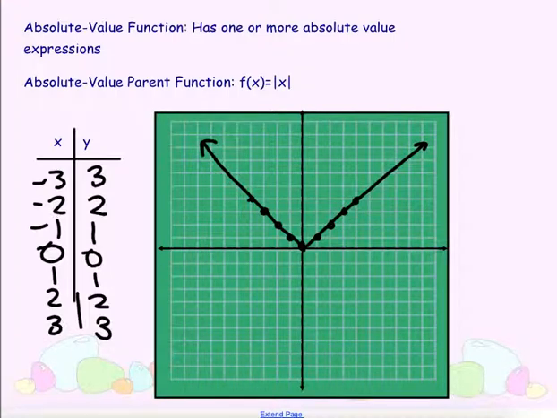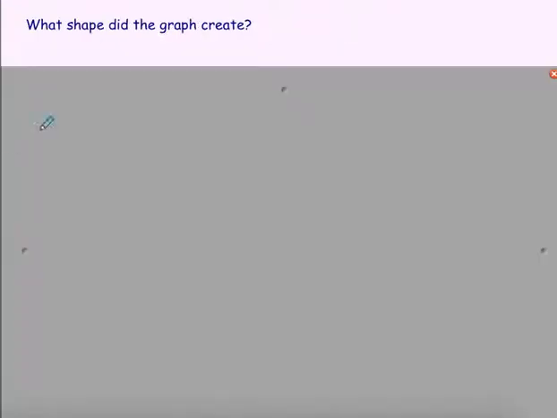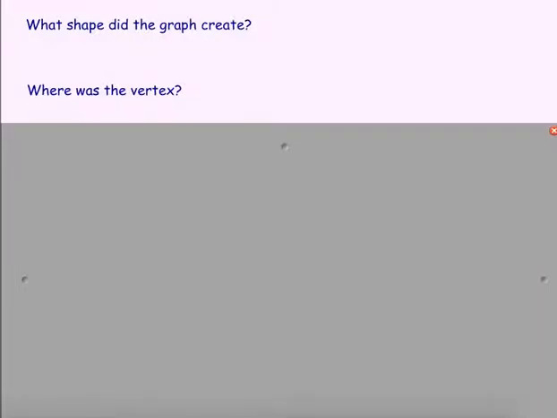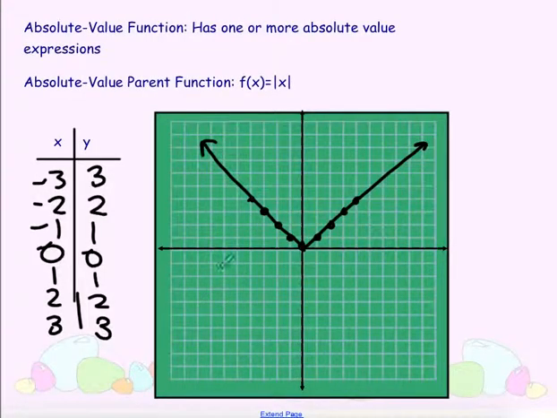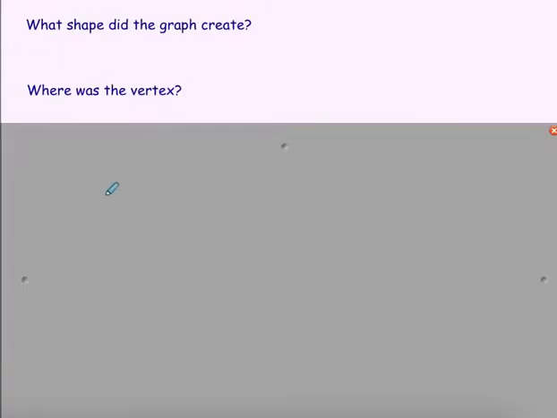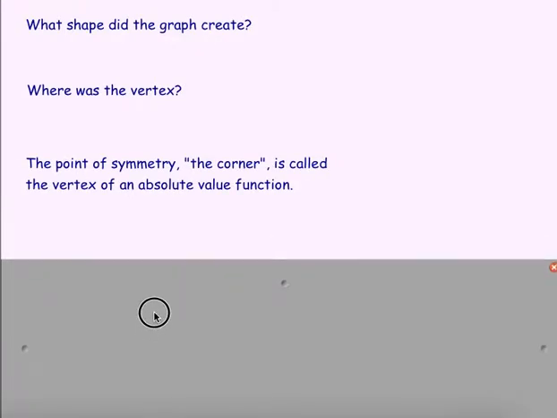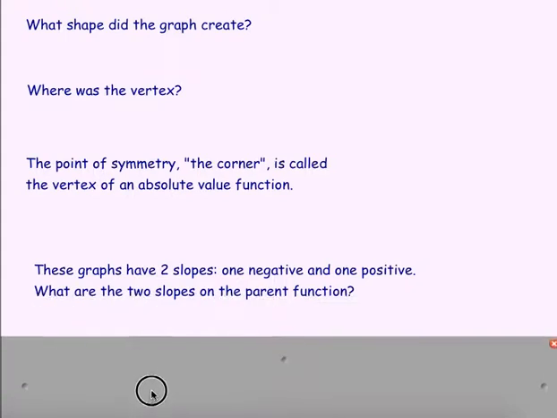And so from here we can do lots of different transformations. But a couple questions. What shape did the graph create? Well, that's a V. Where was the vertex? Well, the vertex is, remember, where we stop decreasing and start increasing. That means our vertex is where this corner is. It's at 0, 0. Okay, we call that point of symmetry or the corner. It's the vertex of the absolute value function.